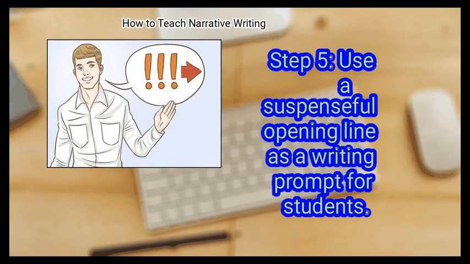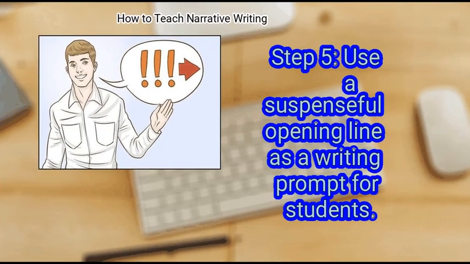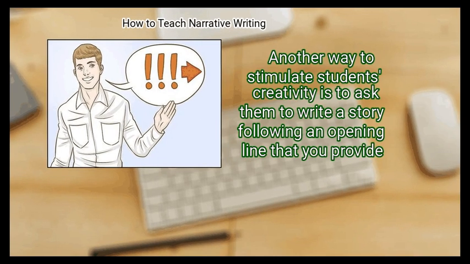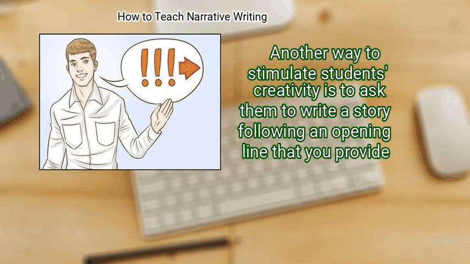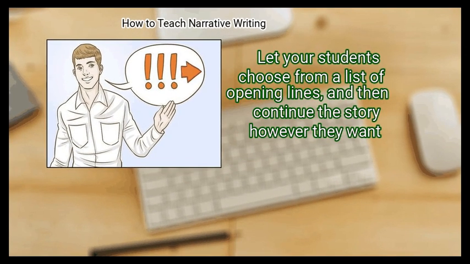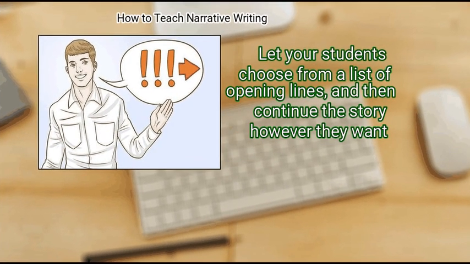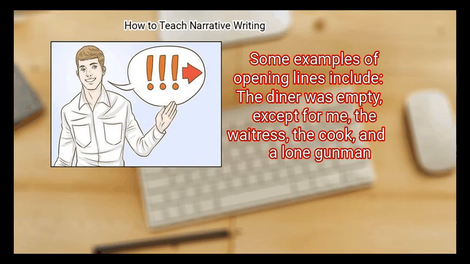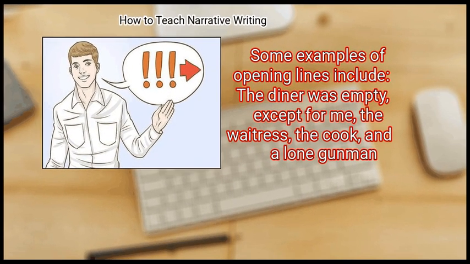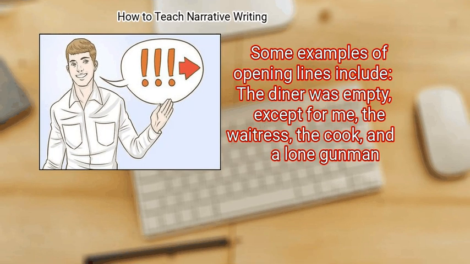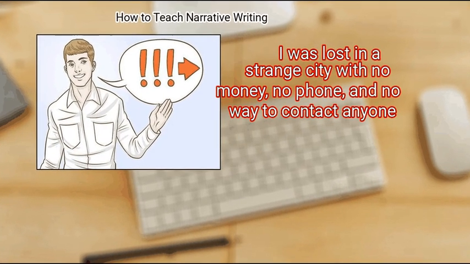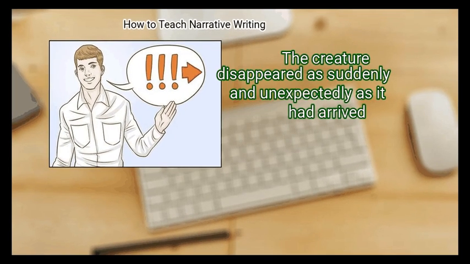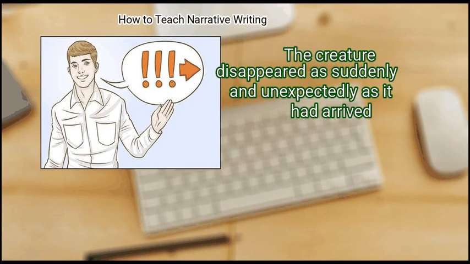Step 5. Use a suspenseful opening line as a writing prompt for students. Another way to stimulate students' creativity is to ask them to write a story following an opening line that you provide. Let your students choose from a list of opening lines, and then continue the story however they want. Some examples of opening lines include: "The diner was empty, except for me, the waitress, the cook, and a lone gunman. I was lost in a strange city with no money, no phone, and no way to contact anyone. The creature disappeared as suddenly and unexpectedly as it had arrived."